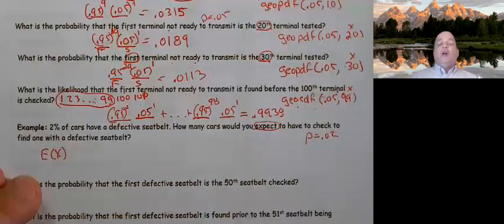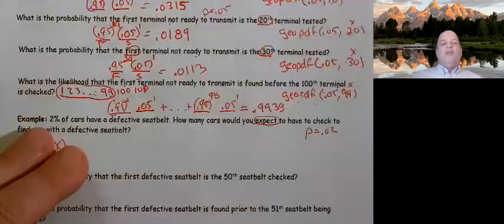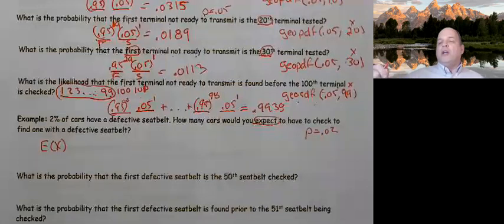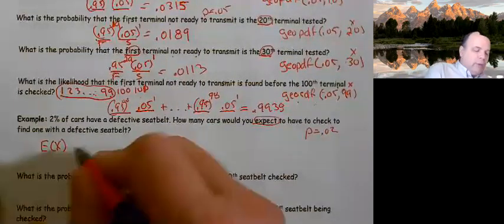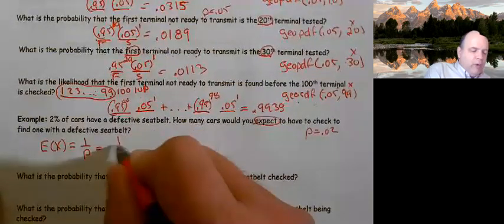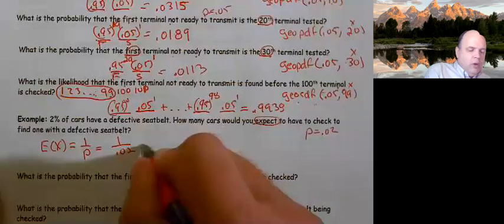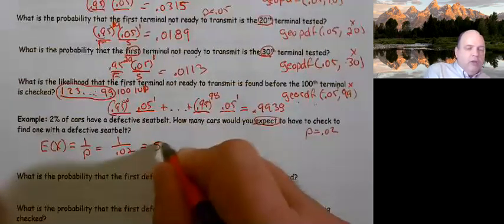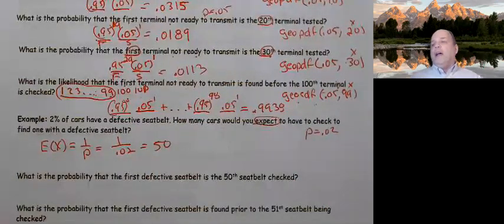And you said, okay, so we're going out there and we're checking cars. And we check the first car, then the second car, and the third car. And we're looking for the first one. Oh, there is that word. This is what we're doing. So 1 over P is 1 over 0.02, which is 50. So on average, I'd have to actually go out and check 50 cars in the parking lot to find one with the defective seatbelt. By the way, that 2% is a fake number. The car company would be sued out of business if that were really true.